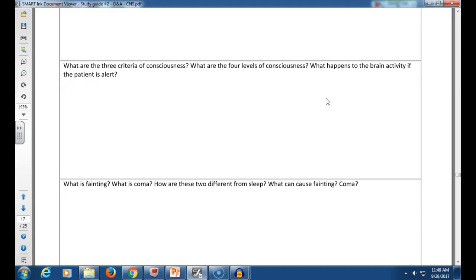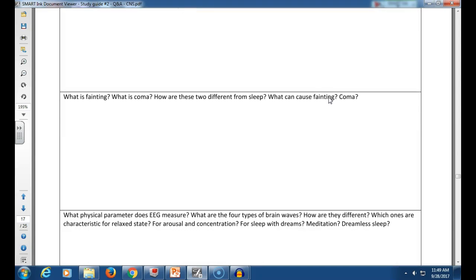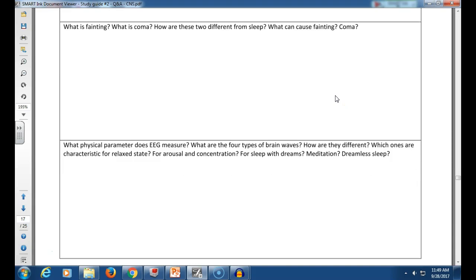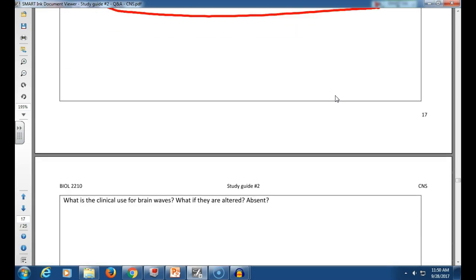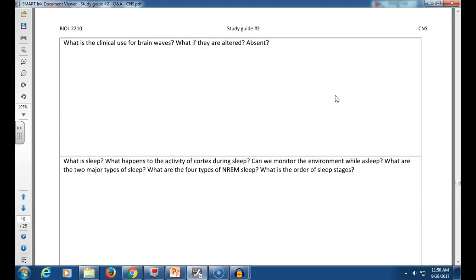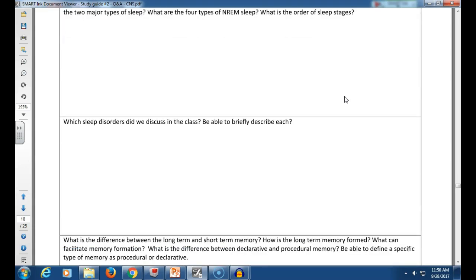Consciousness, we talked about three criteria of consciousness, four levels. Fainting, coma. Know the difference between fainting, coma, and sleep. Four brain waves, what they correspond to. Five stages of sleep. Muscle inhibition during REM sleep. Sleep disorders.